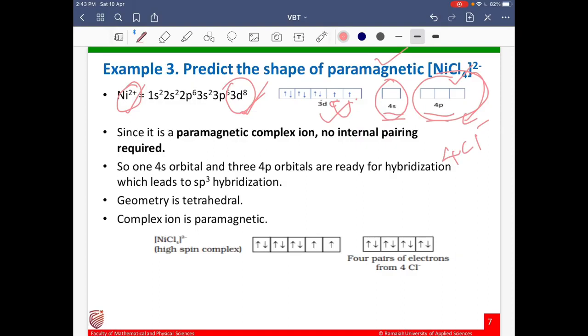These hybridized orbitals will be interacting or forming the bond with the ligand. Since it is a paramagnetic complex ion, no internal pairing is required. So 1 4s orbital and 3 4p orbitals are ready for hybridization, which leads to sp3 hybridization, and the geometry is tetrahedral. The complex ion is paramagnetic in nature.